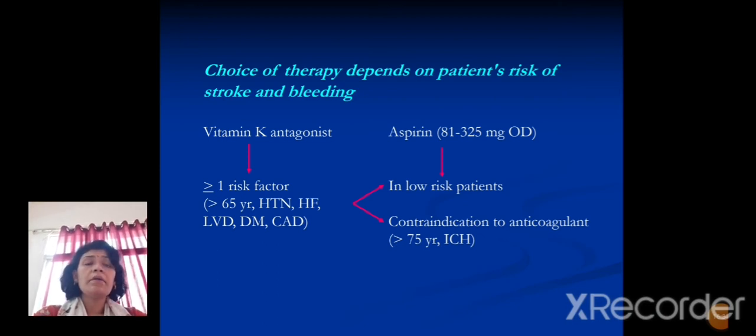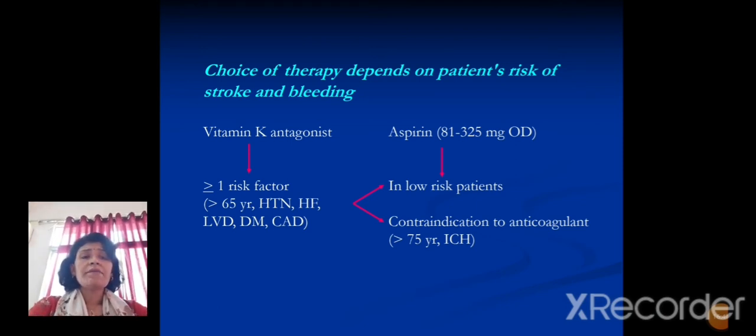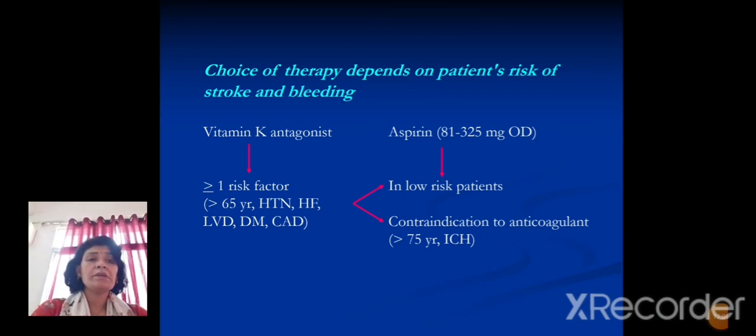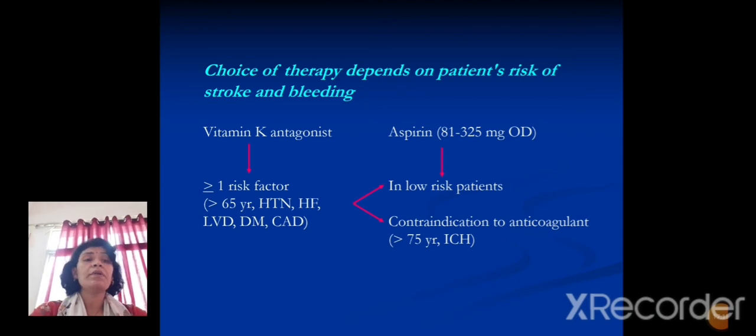So in higher risk patients, vitamin K antagonists are preferred, while in low risk patients we can give aspirin also. The risk factors are age, hypertension, heart failure, LV dysfunction, diabetes mellitus, coronary artery disease. If one or more than one risk factor is present, then we should prefer vitamin K antagonist. While in low risk patients or where there is contraindication to anticoagulation, like elderly people more than 75 years of age or history of intracerebral hemorrhage, in these patients we can use aspirin.